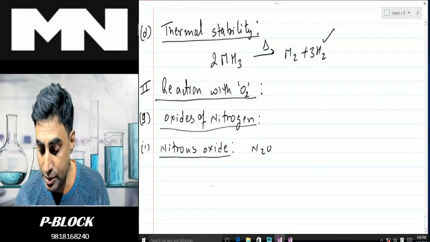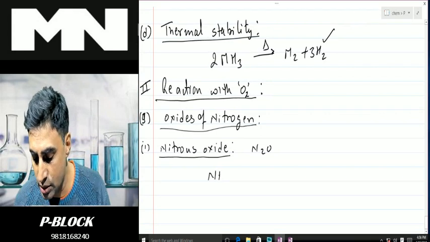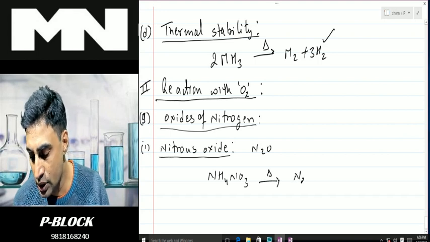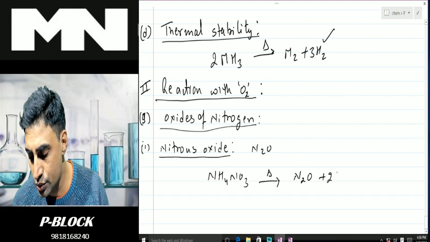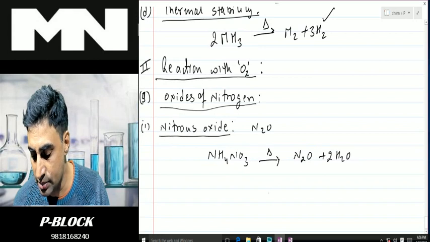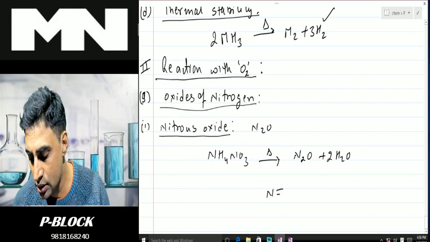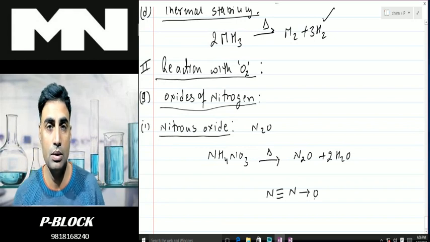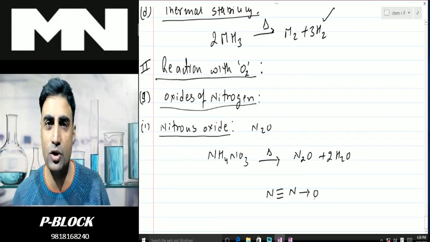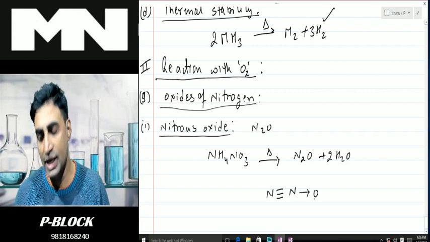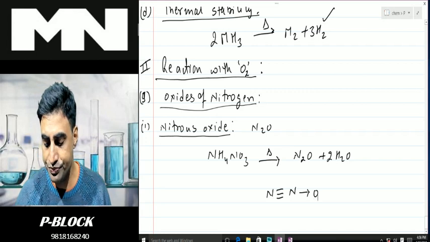And as far as the method of preparation is concerned, if you have ammonium nitrate and you heat it, it will undergo decomposition to give you N2O plus 2H2O. Let us have a look at the structure of this compound. It is N, triple bond N, dative bond O. This is a gas, and this gas is very commonly known as laughing gas. So it is used as a local anesthesia, and it is also used as a power fuel.